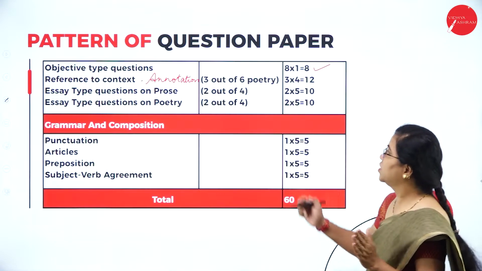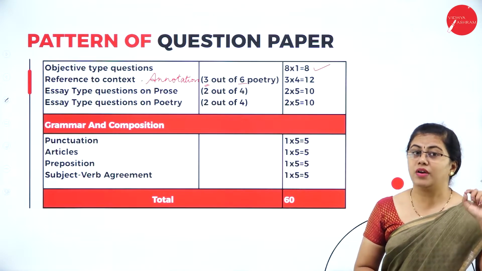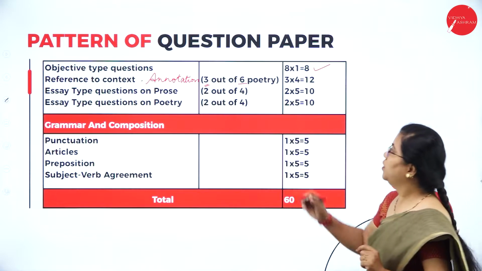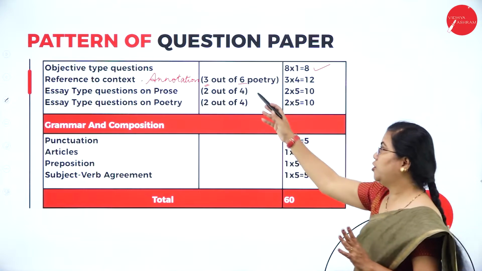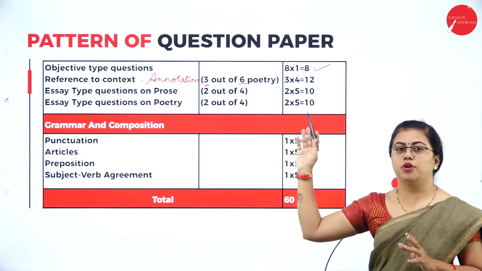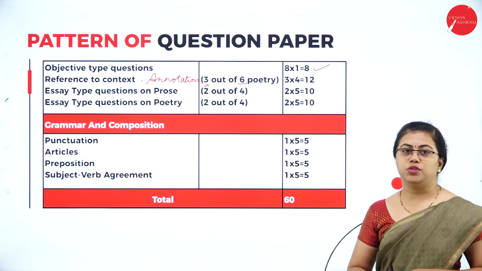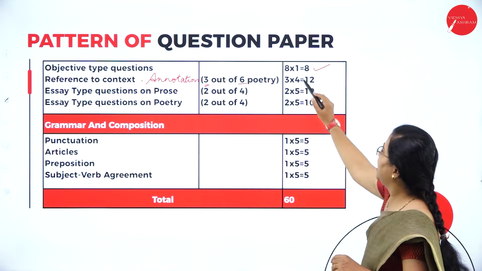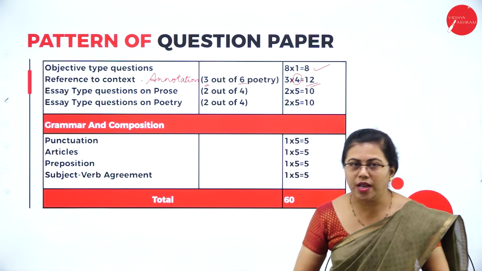So out of 6 questions, you need to answer any 3 questions over there. You have 8 poems, you will be getting 1 question from each poem, and you will have to answer any 3. So you don't know which poems will be chosen. Out of 8 poems, any 6 poems can be chosen for you to annotate. So any 3 will be given. You'll have to answer any 3, and each one will be for 4 marks. So this altogether constitutes 12 marks.